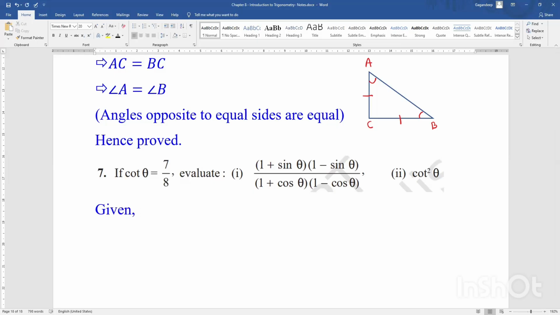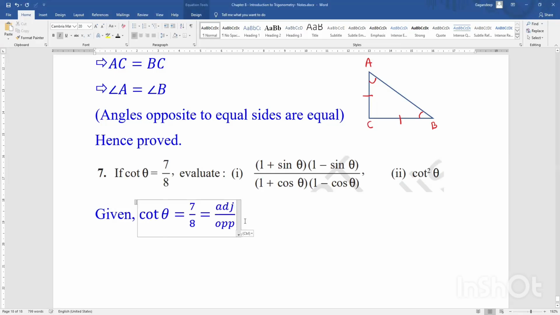So given, we have cot theta, this is nothing but 7 by 8, and by definition it is adjacent by opposite. Okay, so now we are going to draw a figure for this. So I have the figure.